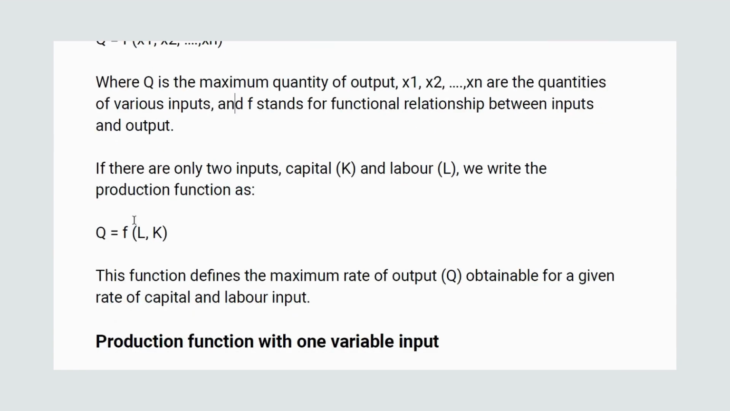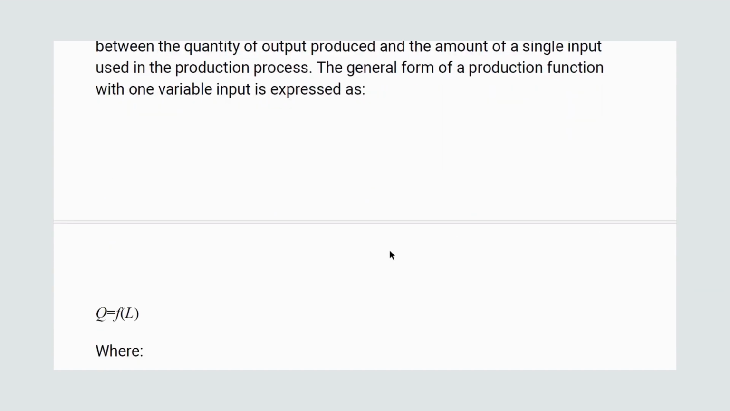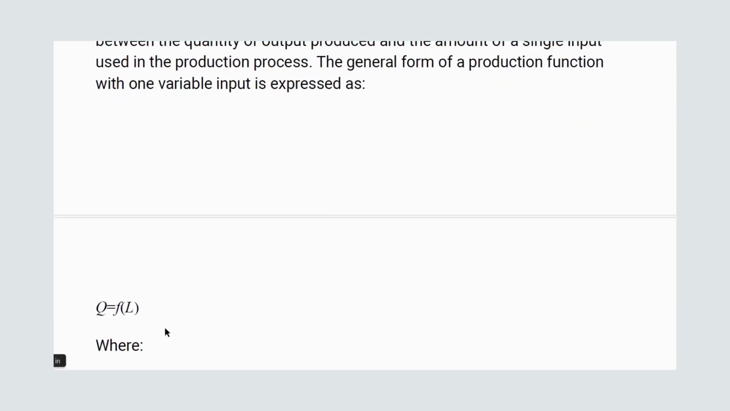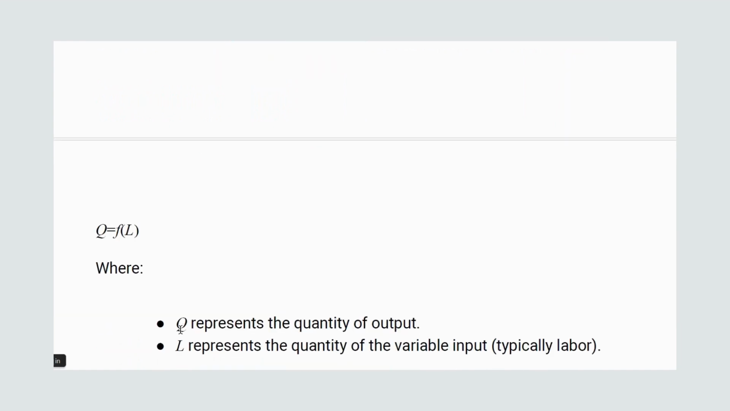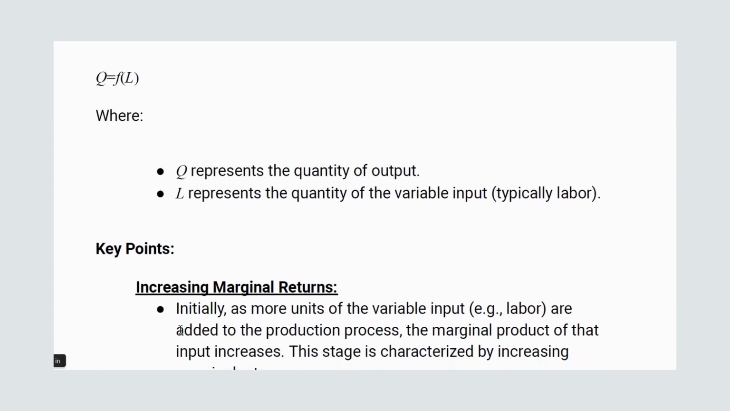In the second example, we have seen two inputs, right? Now the question asked is about one variable input. So we are using one input in this function. Q equals a function of L, where Q represents the quantity of output and L represents the quantity of the variable input. Typically it may be labor.